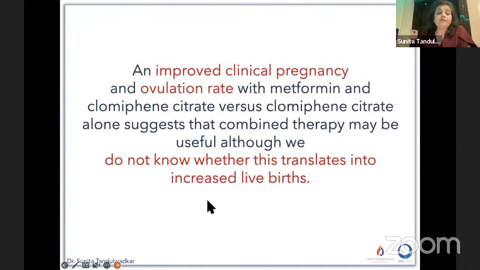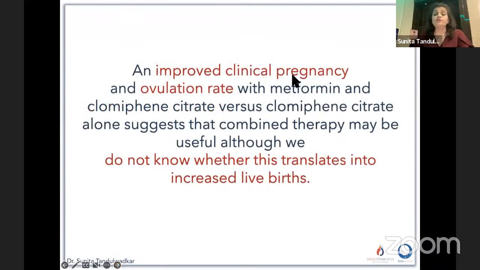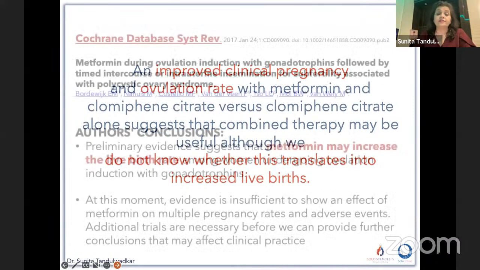What about metformin? The Cochrane review is saying, this is what I'm talking about, about the insulin sensitizing drug metformin in PCOS patients. They say there may be improved clinical pregnancy and ovulation rate with metformin added to clomiphene than clomiphene alone. And they suggested, please, in a PCOS patient, use the combination. But when you use it with oral ovulation induction, you improve the clinical pregnancy rate or ovulation rate. Whether it translates into the live birth rate, the Cochrane doesn't show the evidence.